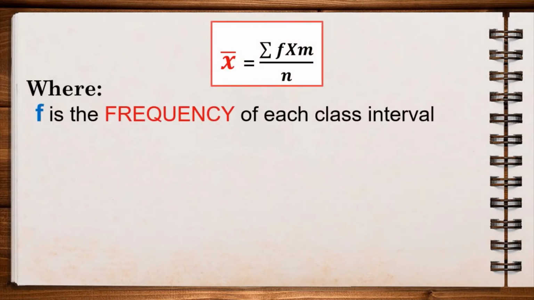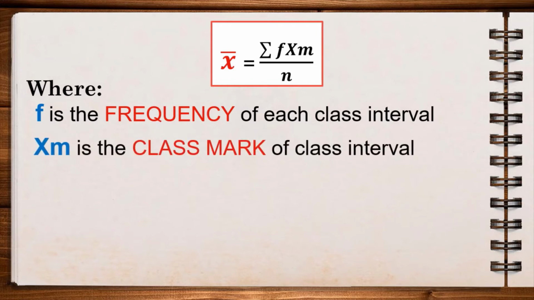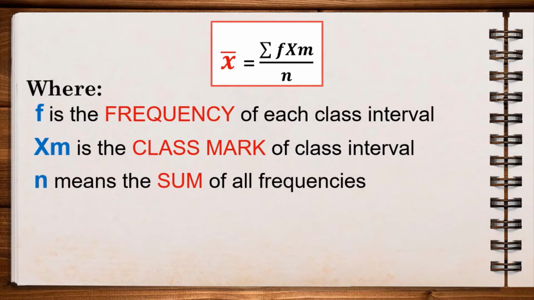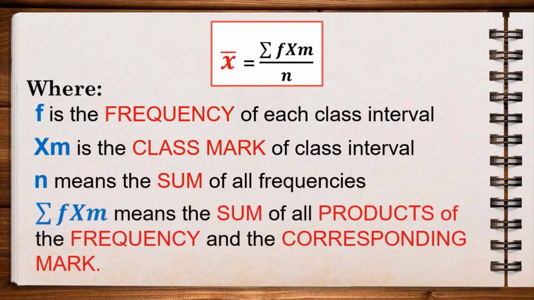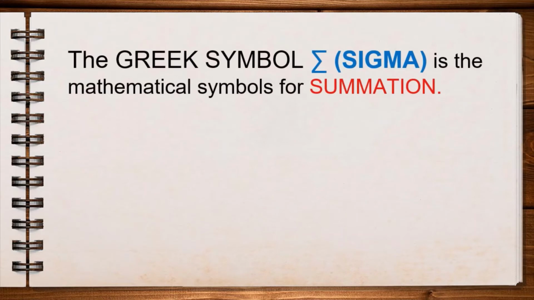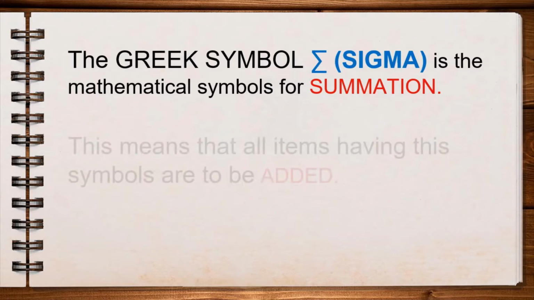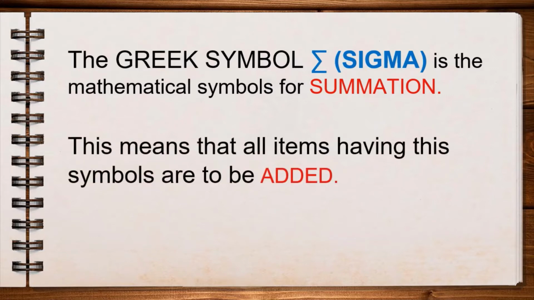Where f is the frequency of each class interval, xm is the class mark of a class interval, n means the sum of all frequencies, and then the summation of all the products of frequency and the corresponding class mark. Okay, the Greek symbol sigma is the mathematical symbol for summation. So this means that all items having this symbol are to be added.